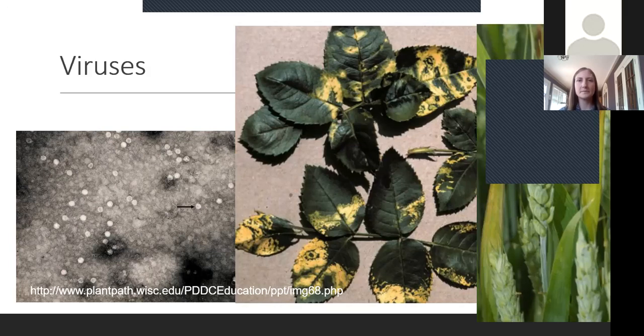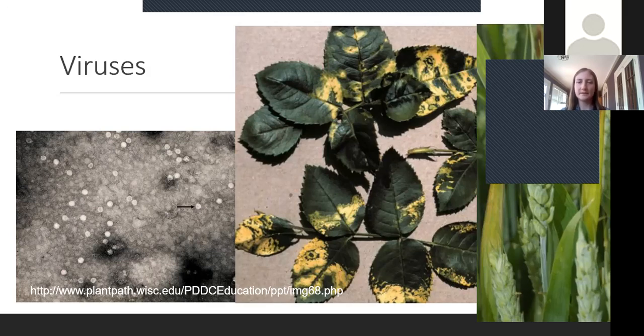And probably the most common way that they're transmitted between plants is via insects. Insects often have specialized mouth parts that can pierce the leaf or the stem of a plant, extract sap, and then the saliva can transfer viral particles. It's also possible for viruses to be transmitted via seed or pollen in some cases, but not for all viruses.